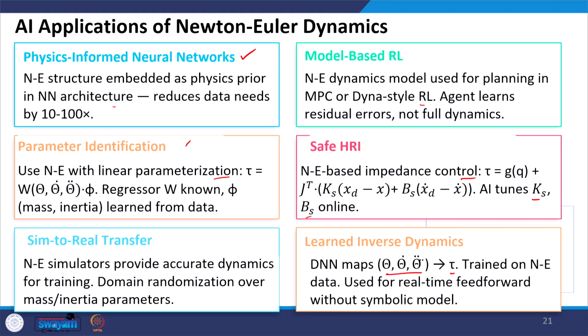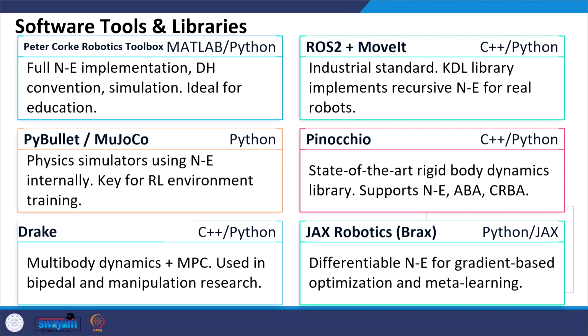It is used for real time feed forward without the use of a symbolic model. There are various software tools and libraries which are available. I am not going through all of them, but I have kept this slide for those of you who are interested in learning this. The Peter Corke robotics toolbox, either in MATLAB or Python, has a full Newton-Euler implementation. Then ROS2, the topic which I introduced in the first week of lectures, and MoveIt, the KDL library implements this recursive Newton-Euler for the real robot. Then we have PyBullet or MuJoCo, where Newton-Euler is used internally.